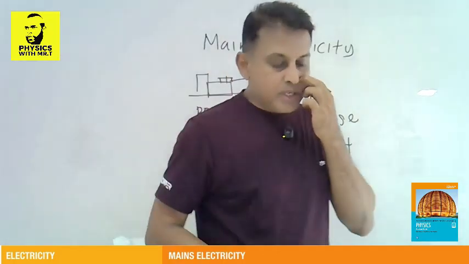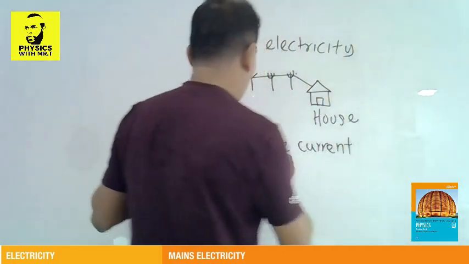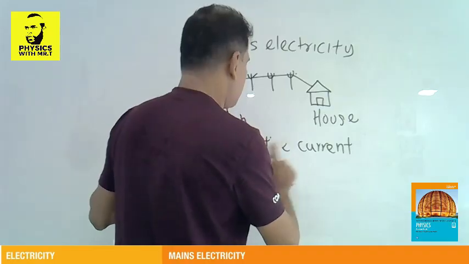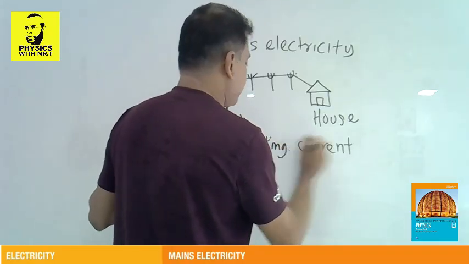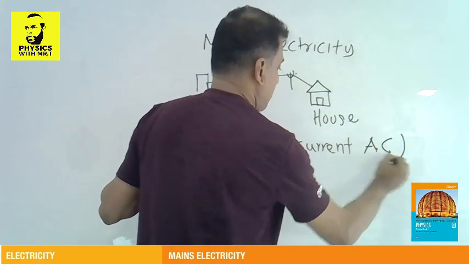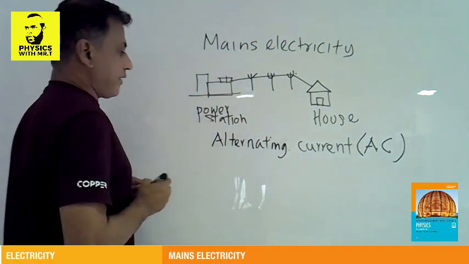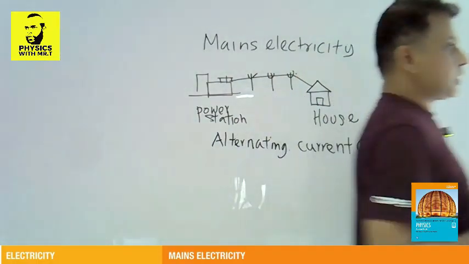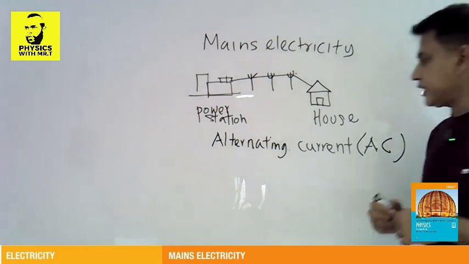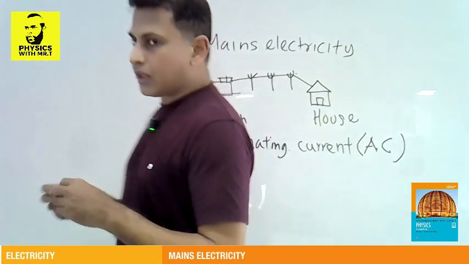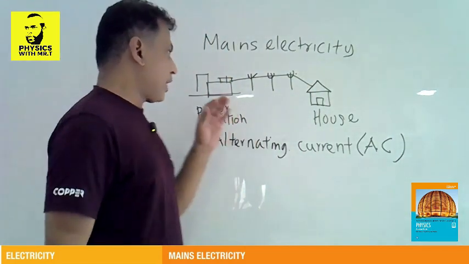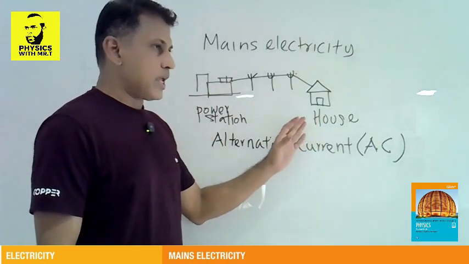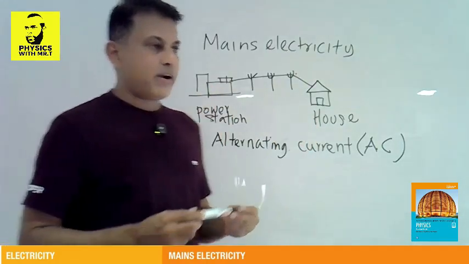Alternating current, or AC, right? So AC current, alternating current. The alternating current is the one coming from the power station to the house. And why do we call it alternating current?